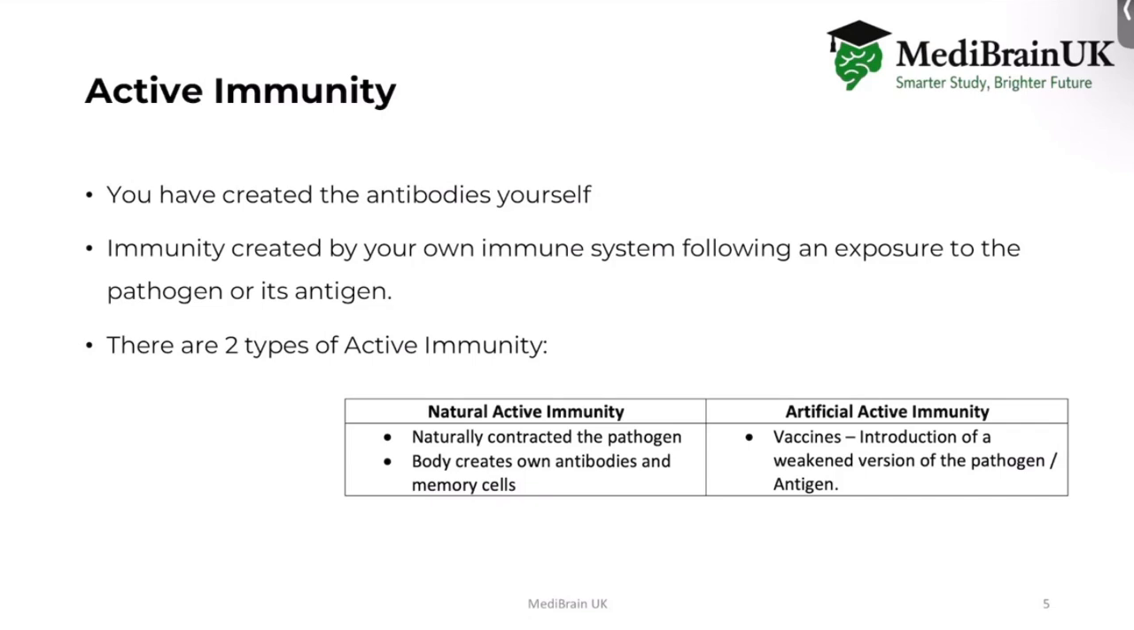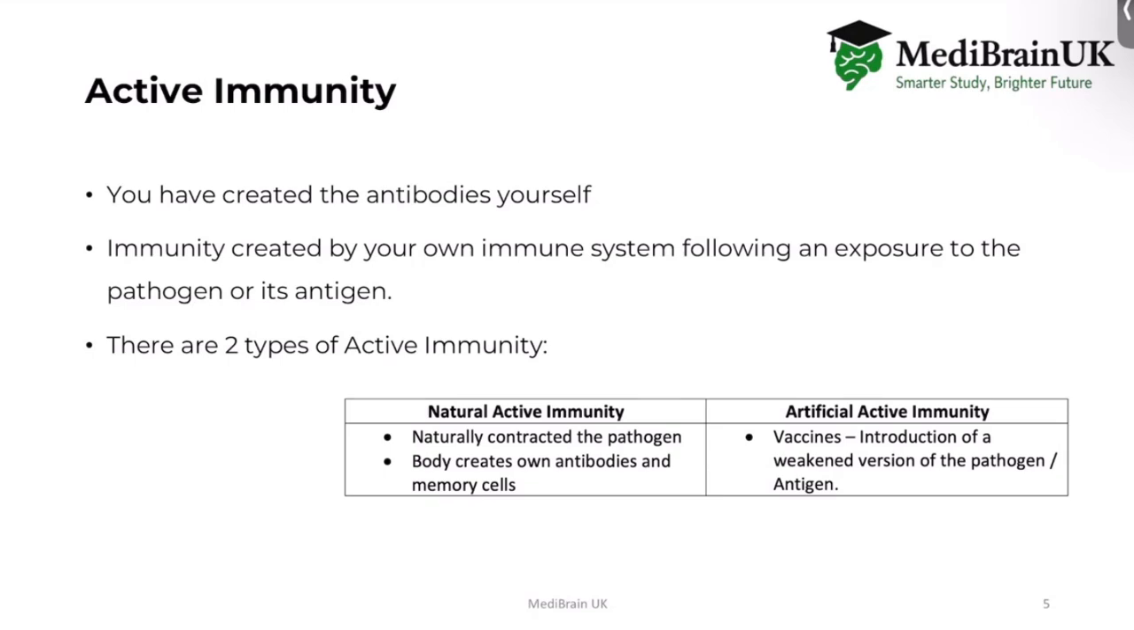Now, there are two types of active immunity that you can have. You can have artificial active immunity, or you can have natural active immunity. Artificial just means that it's man-made. So vaccines, for example, are artificial, and you're introducing the pathogen or a dead or weakened form of an antigen into the body. And then you've got your natural active, where your body has naturally contracted the pathogen and is creating antibodies against it. Okay, so that's natural.